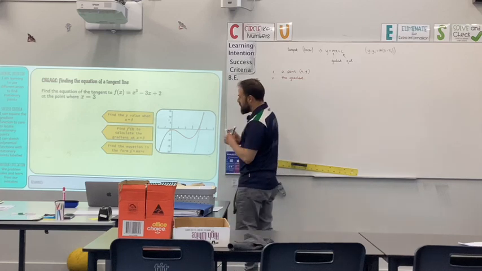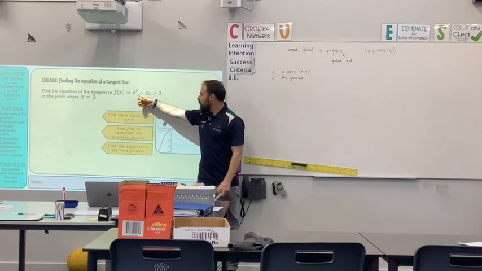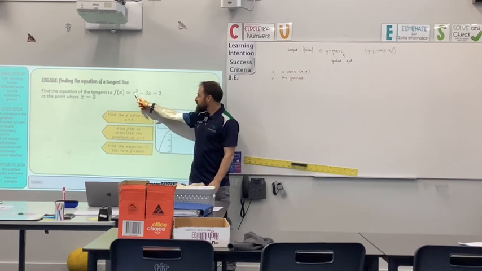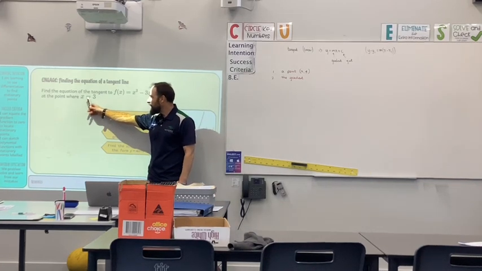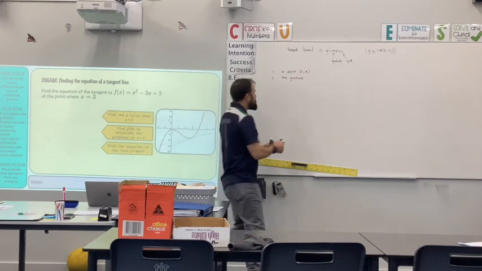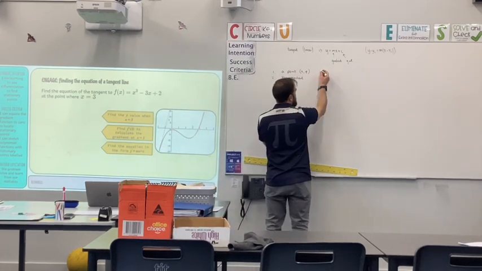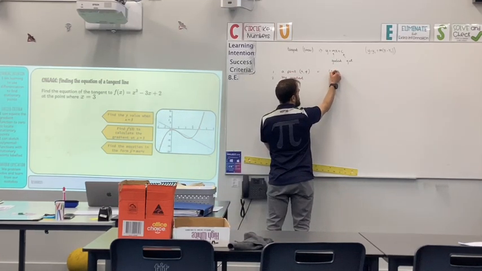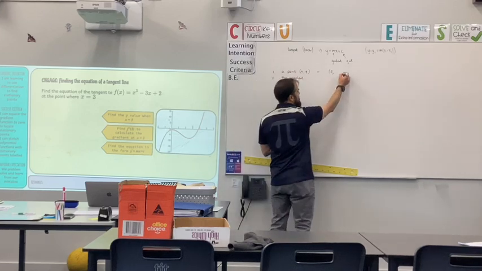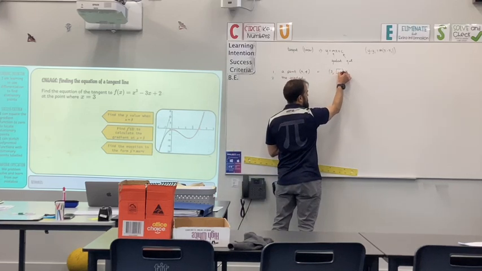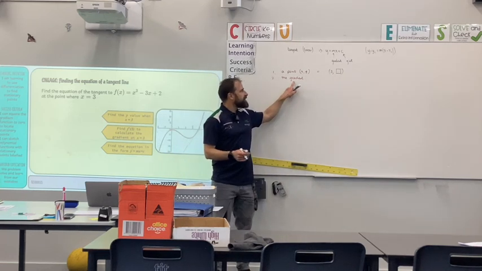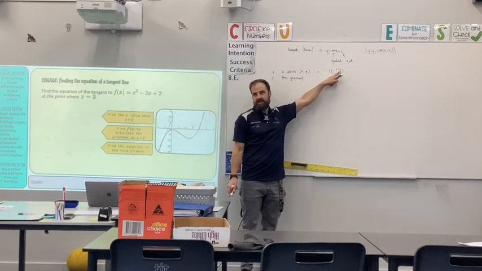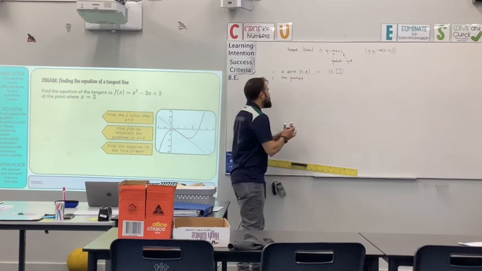In this particular question, we've got the equation f of x equals x cubed minus 3x plus 2, and we want to find the tangent line when x equals 3. So in terms of my point, I already have the first part of that point. I don't know what the second part is. So when I'm working this out, rather than jumping to the gradient, I'll just find out what the y value is first. How do I do that?